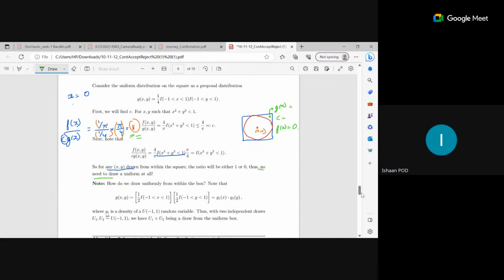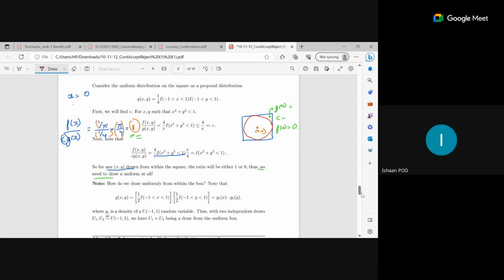That is my query. If I look at it normally, U should be less than or equal to f(x) by c g(x). Now, for the green point that you've drawn, this ratio turns out to be zero. But what if U itself, which we drew from the random uniform distribution, was zero? Then that would be accepted, right? If this green point came up, then that would be accepted, if you're drawing zero from the uniform distribution.